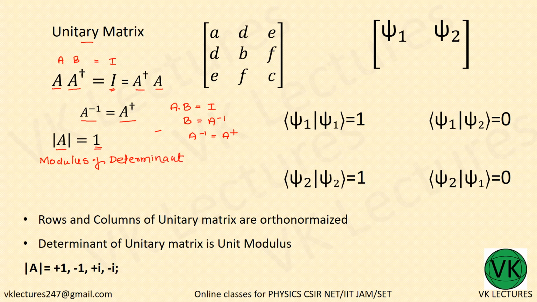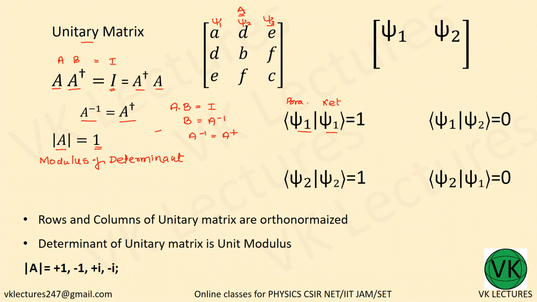Okay, now considering this as a matrix A and the three vectors, that is, psi1, psi2 and psi3. These are three columns of the Hermitian or the unitary matrix A. Then <psi1|psi1> is equal to 1. This is the bra vector and this is the ket vector.